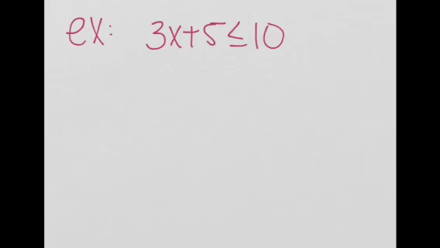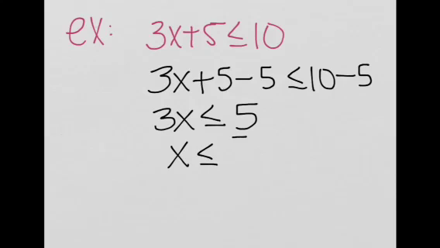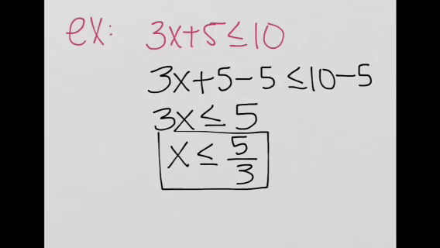So we have 3x plus 5 is less than or equal to 10. Okay, so we want to isolate the variable again. So what we're going to do is we're going to subtract a 5 from both sides. Okay, so now we have 3x is less than or equal to 5. And then dividing by 3 on both sides, we have 5 thirds. So x is less than or equal to 5 thirds.